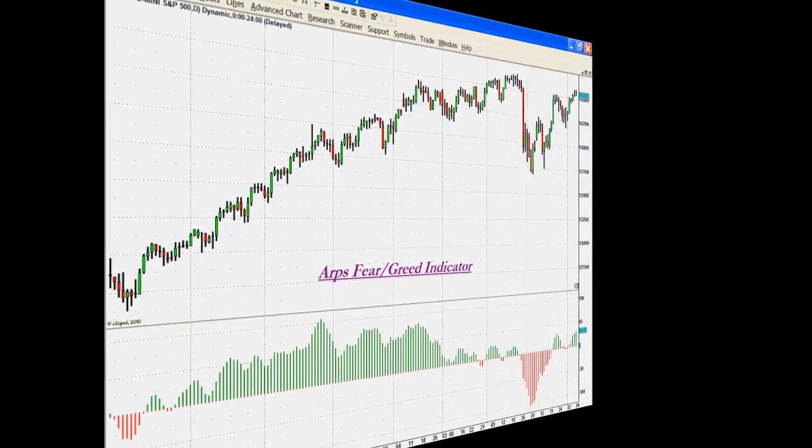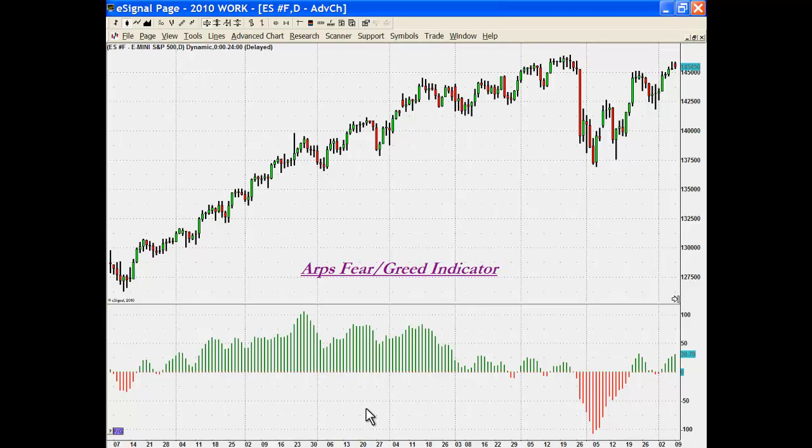Let's take a look at how the Arps Fear Greed Indicator might appear on this chart created by eSignal and how we might interpret what it's telling us. If we start on the left of the chart here, we notice a clear bullish trend in price and in the indicator. Yet around this point we notice that as price makes higher highs throughout this bullish trend, the indicator fails to reciprocate and its peaks get continuously lower, until at some point something spooks the market and price falls precipitously.